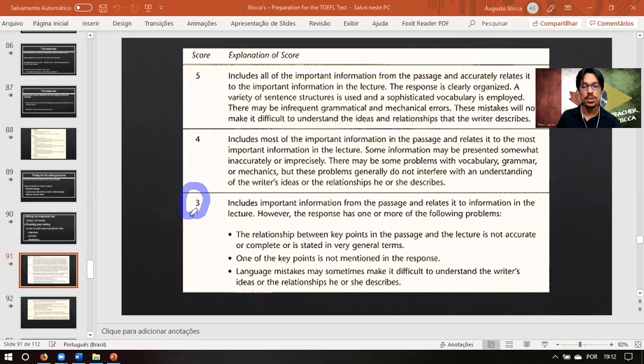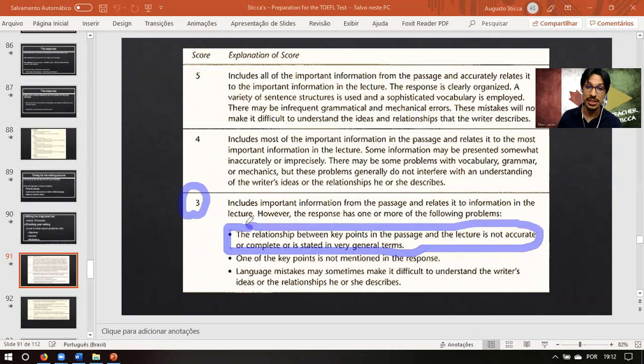You might take a 3 if the relationship between the key points in the passage and the lecture is not accurate or complete or is stated in very general terms. The evaluator might include your essay in this category if it just believes that you were not clear in stating which information came from the passage and which piece of information came from the lecture. So although I totally comprehended what you meant to say, my suggestion is be a little dumber, you know?